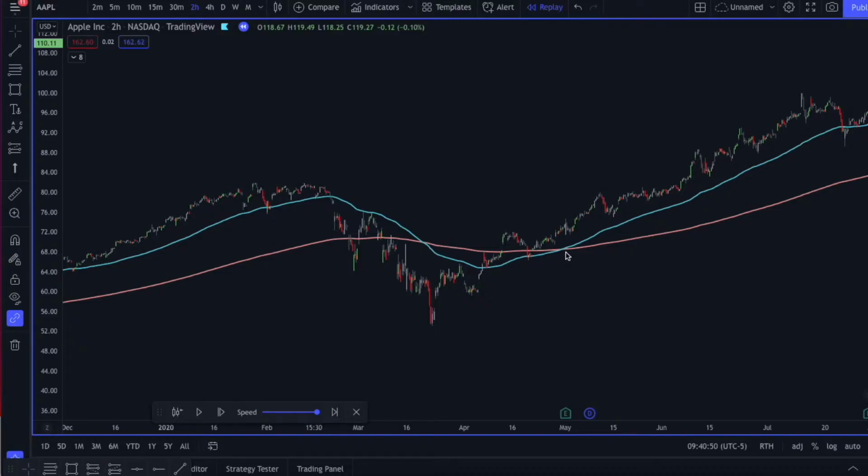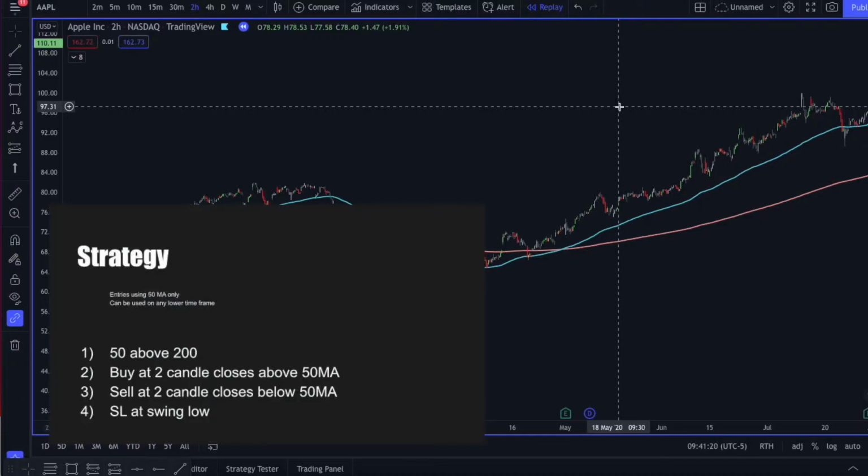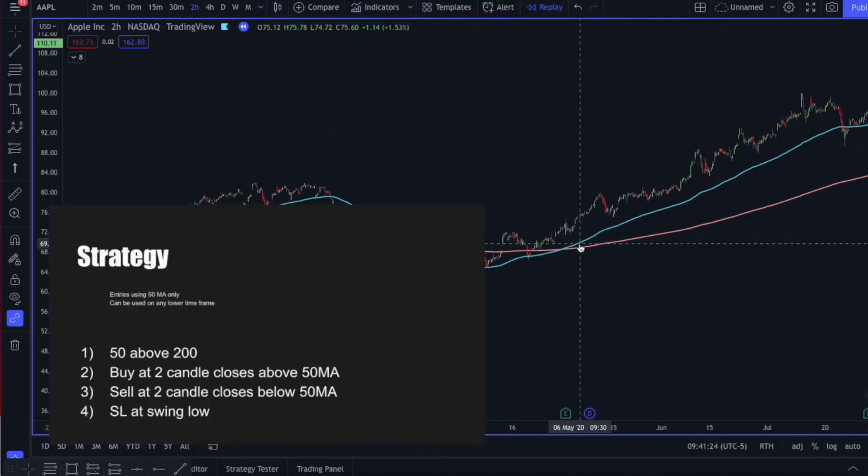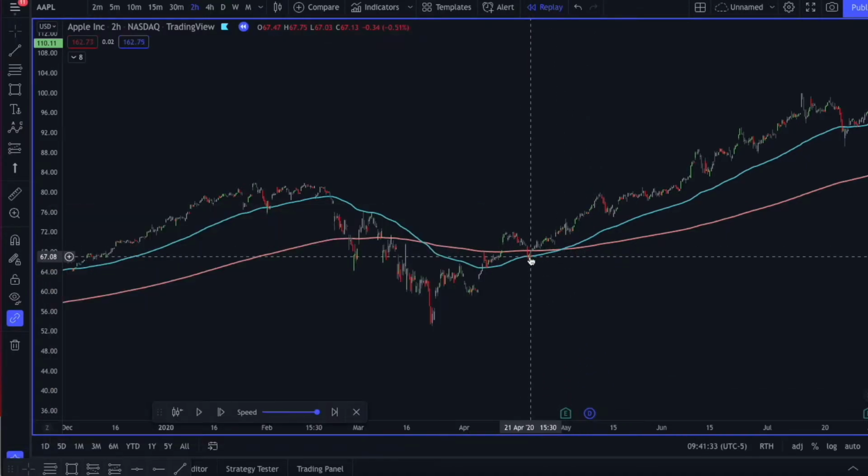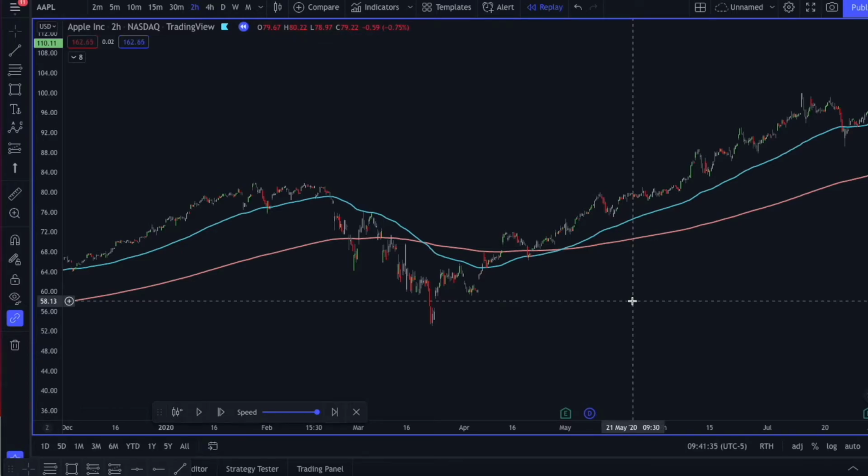So if you see, typically when the 50 crosses over the 200 is very bullish, and the 50 crossing below the 200 typically bearish. Our strategy, what we're going to do is we're going to be looking for buys when the 50 period moving average is above the 200 period moving average, and then we're going to buy at 2 candle closes above the 50 moving average, and we're going to sell at 2 candle closes below the 50 moving average, and our stop loss is going to be at the previous swing low.